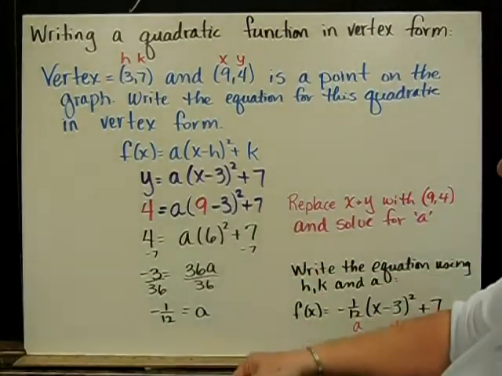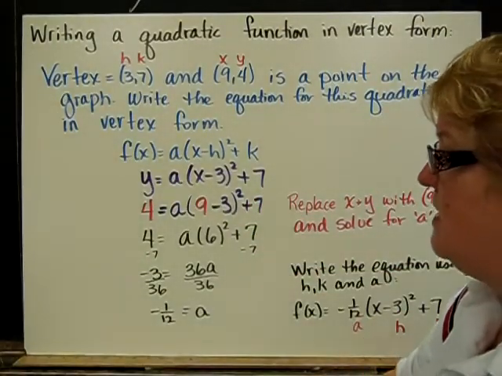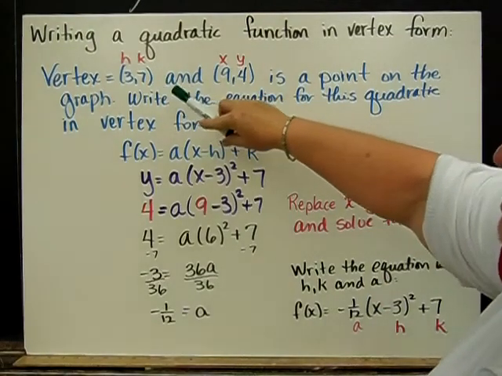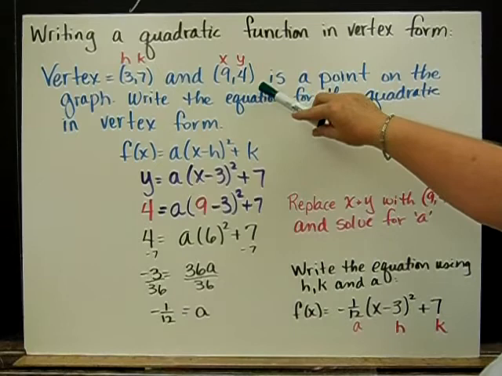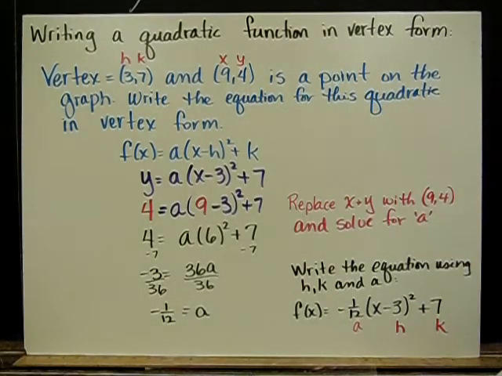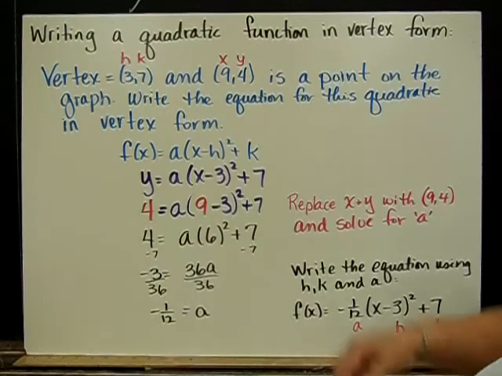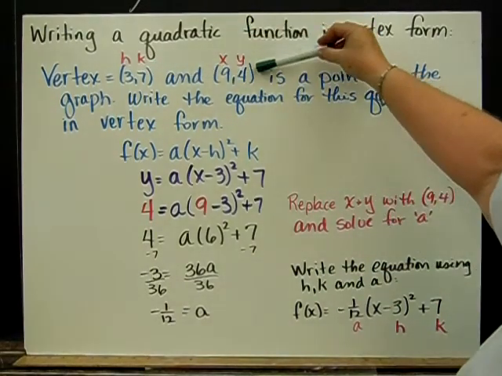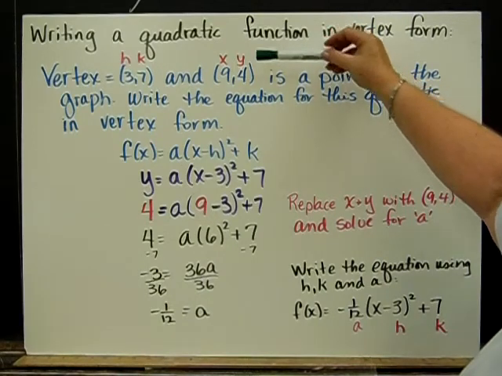Okay, sometimes they'll give you information and ask you to write the equation in vertex form. This problem tells you that the vertex is (3, 7), and the point (9, 4) is a point on the graph, and write the equation for this quadratic in vertex form. Since this is the vertex, we know this is h and k. Since this is just a point, we know this is x and y.